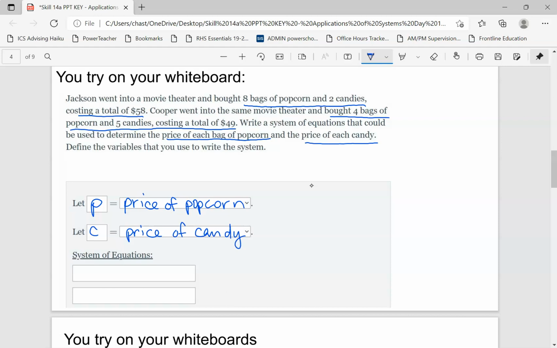All right. Now for our system, we first look at the fact that 8 bags of popcorn, so 8P, and 2 candies, so plus 2C, is going to give us 58. And then same thing with the other situation. We had 4 bags of popcorn, so 4P, 5 candies, so plus 5C, and that gives us $49. So that's how we would write that system.